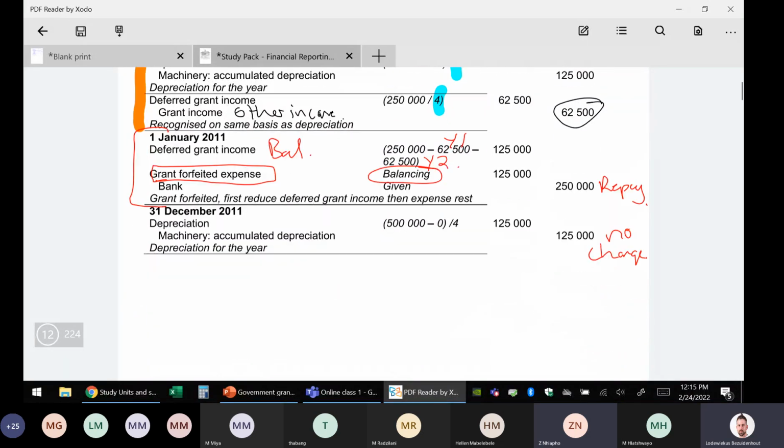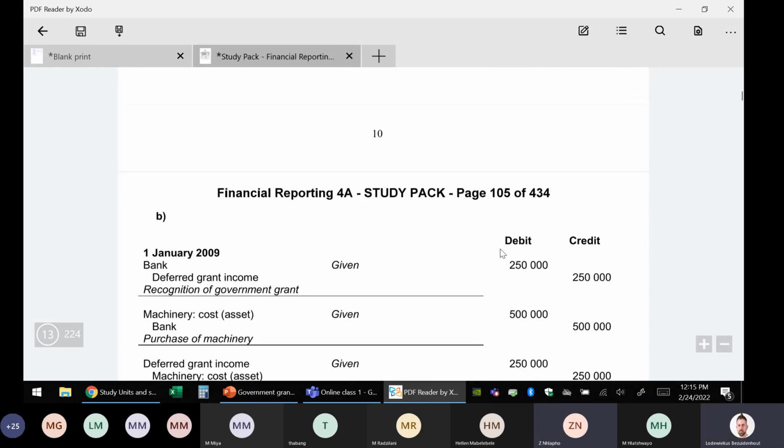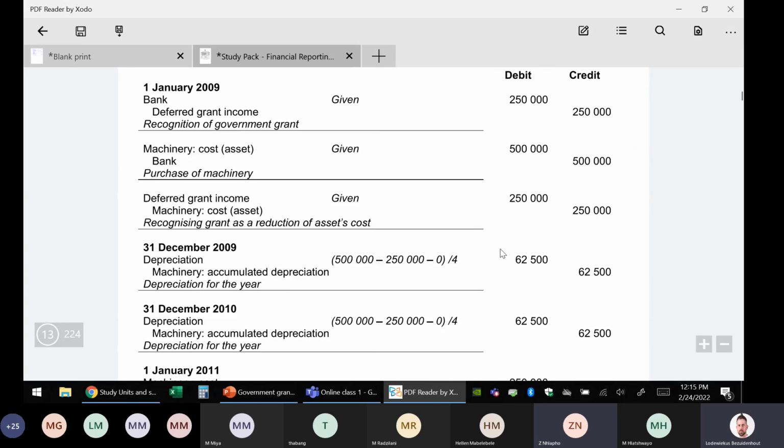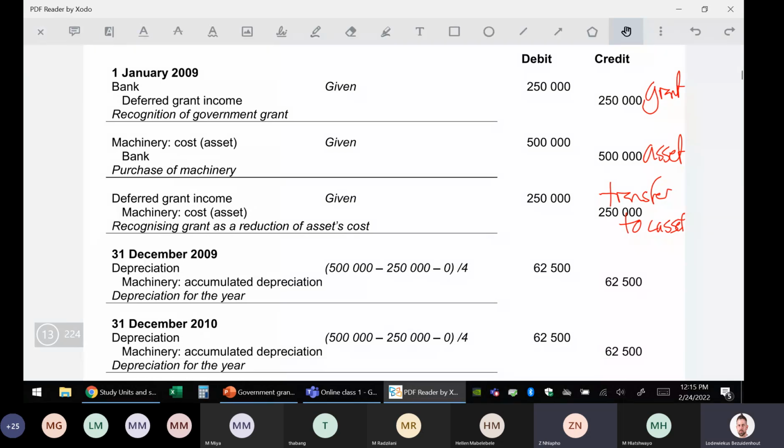because we didn't offset anything against depreciation previously, because we didn't deduct it from the cost of the asset. All right, so the next section is B, where we actually said we deduct it from the cost of the asset. So the information is the same. That's the grant. That's the asset. There we transfer to the asset, because we said we're going to deduct it from the cost of the asset. Not a asset, it's an asset.